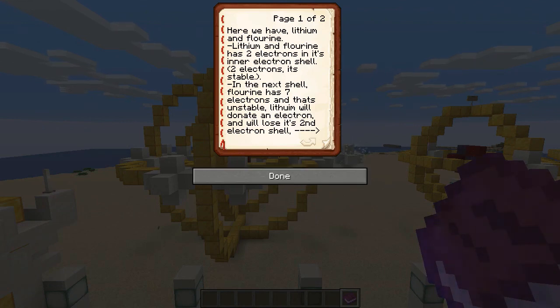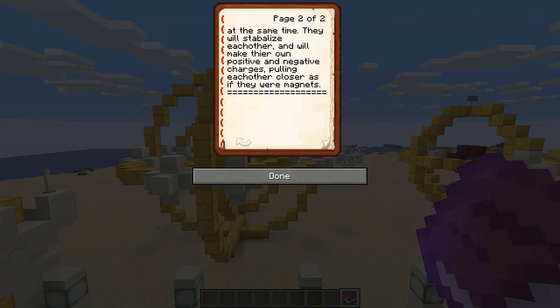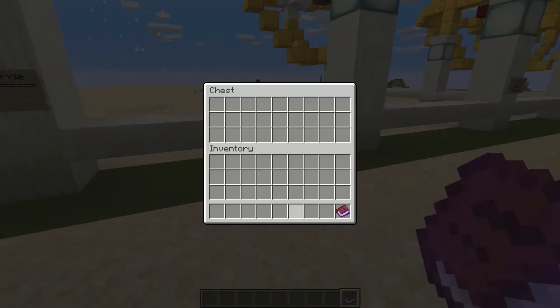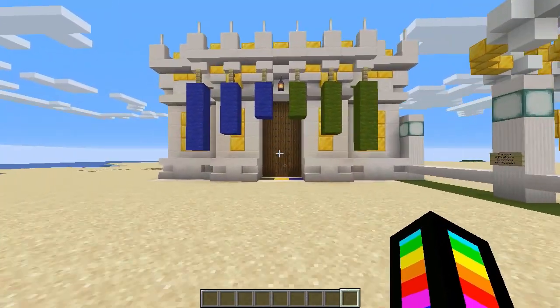Lithium will donate an electron and will lose the second electron shell at the same time. They'll stabilize each other and make their own positive and negative charges, pulling each other closer as if they were magnets. And yes, magnetism and this subject really correlate together. Now, prepare to be amazed.